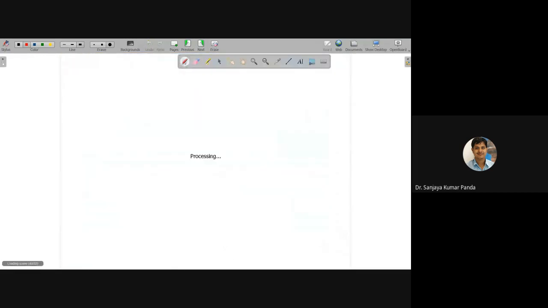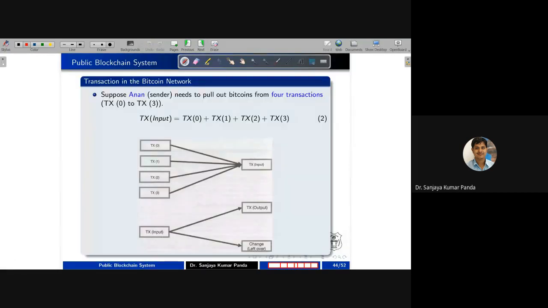For example, suppose Anand, who is a sender, needs to pull out Bitcoin from four different transactions, and the transactions are TX0, TX1, TX2, TX3. These are the four different transactions. So what happens? These four transactions are given as input to the TX input. The TX input is nothing but the sum of these four transactions.